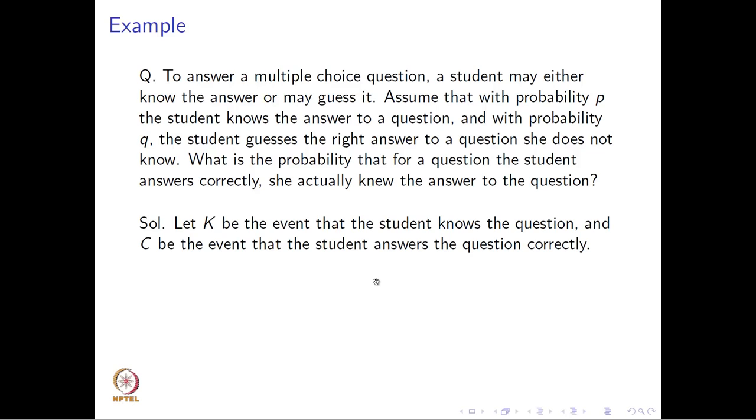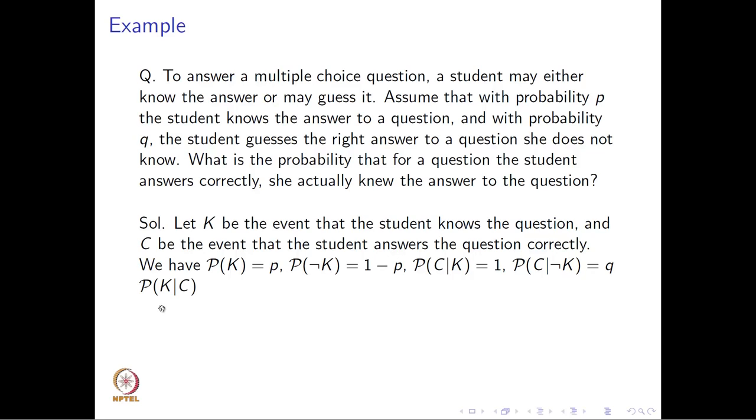Okay, let us first assume that K is the event that the student knows the question, and let C be the event that the student answers the question correctly. Now, from the question, we can gather the following information. The probability that the student knows the question is P, hence the probability that the student does not know the question is equal to 1 minus P. The probability that the student answers the question correctly, given that she knows the question, is equal to 1, because if she knows the question, she will definitely answer it correctly. Finally, the probability that the student answers the question correctly, given that she makes a guess, that is, she does not know the question, is Q.